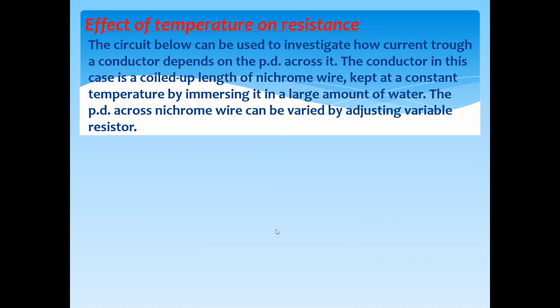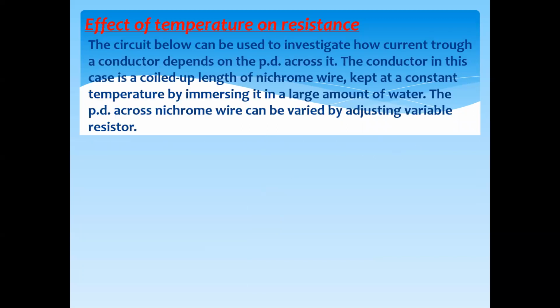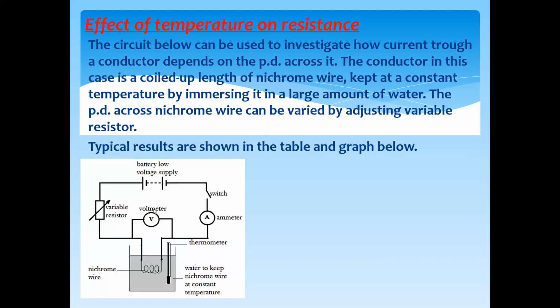A simple experiment can identify the effect of temperature on the resistance of a conductor. The circuit below is used to investigate how the current flowing through a conductor depends on the potential difference. The conductor in this case is the coiled nichrome wire. We connect a voltmeter and an ammeter. It is first kept at a constant temperature by immersing it in a large amount of water, and the potential across the nichrome wire is adjusted by using a variable resistor.